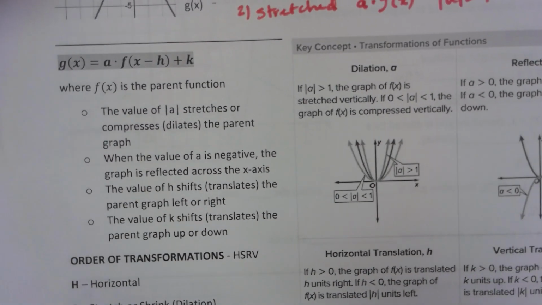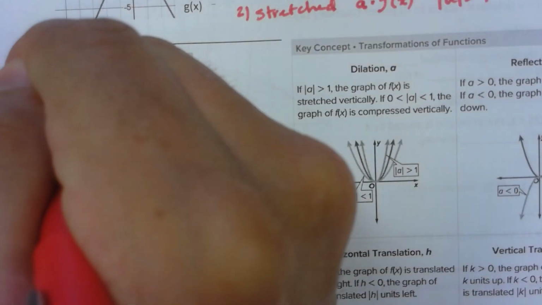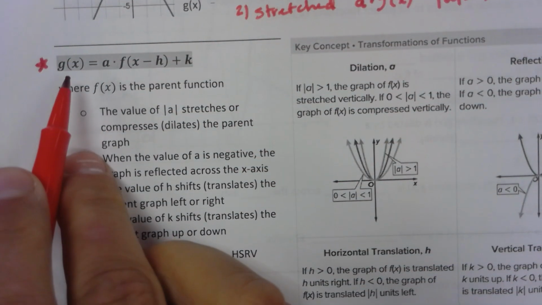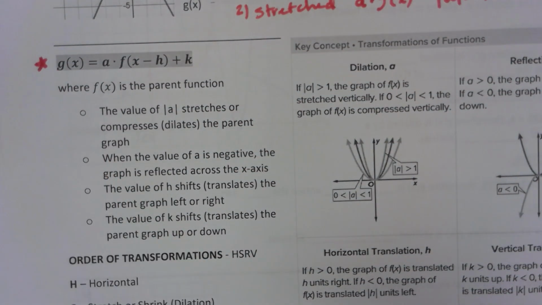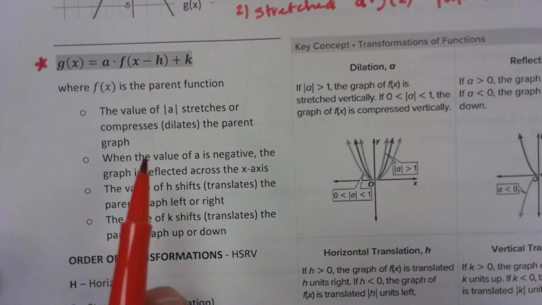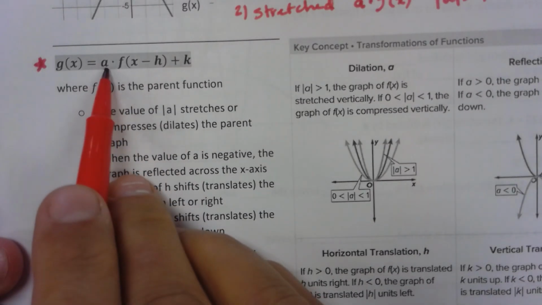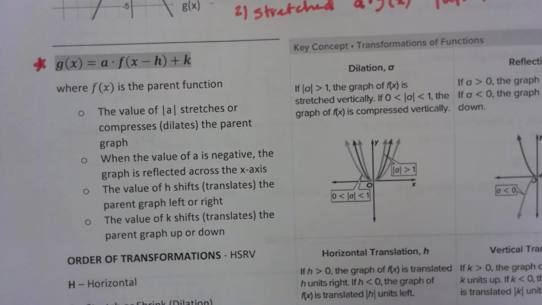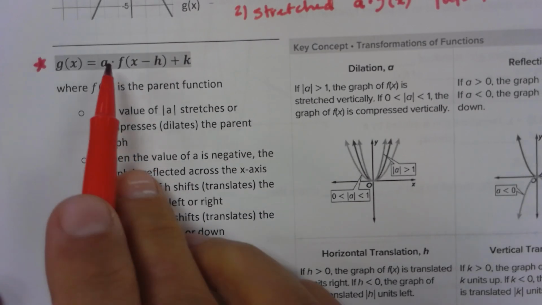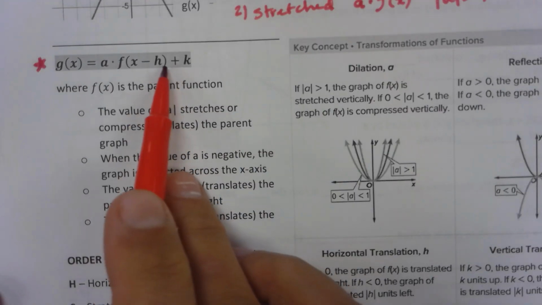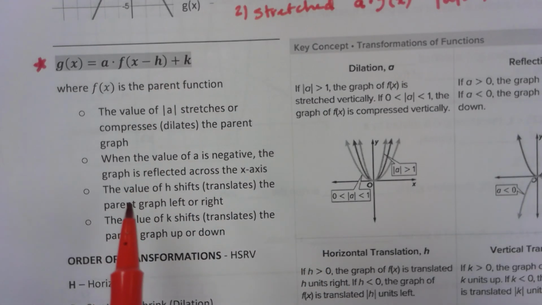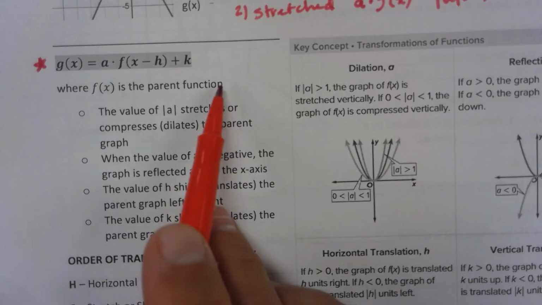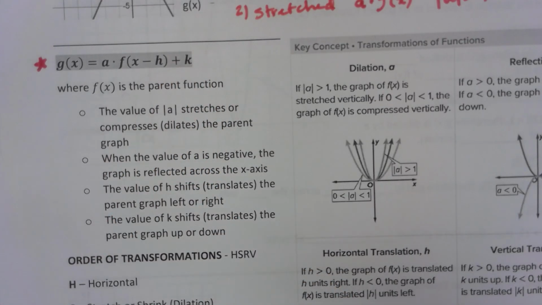So first of all, this is super important right here. It says g of x equals a. We know what that a does. It's that dilation. It stretches or compresses, times f of x minus h. We know h is that value that moves it left or right, and then plus k means we know there's some value that's going to move this graph up and down.